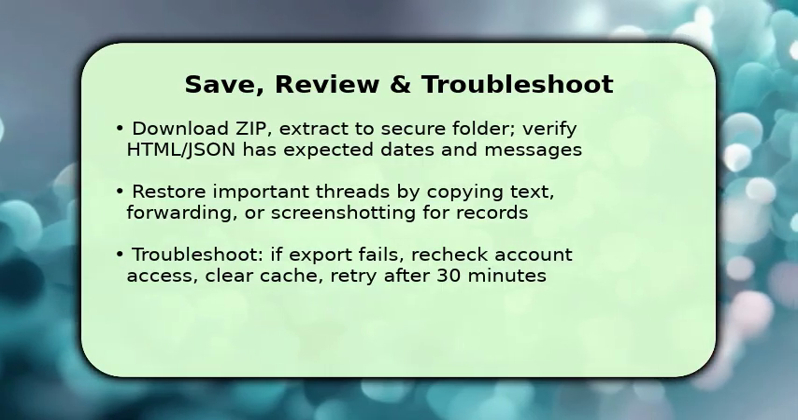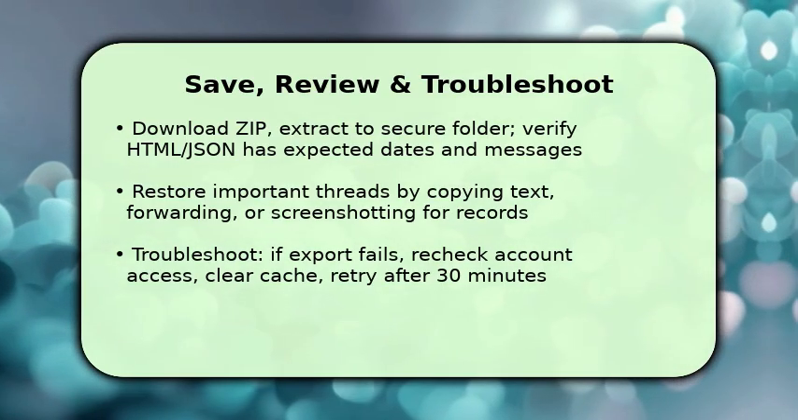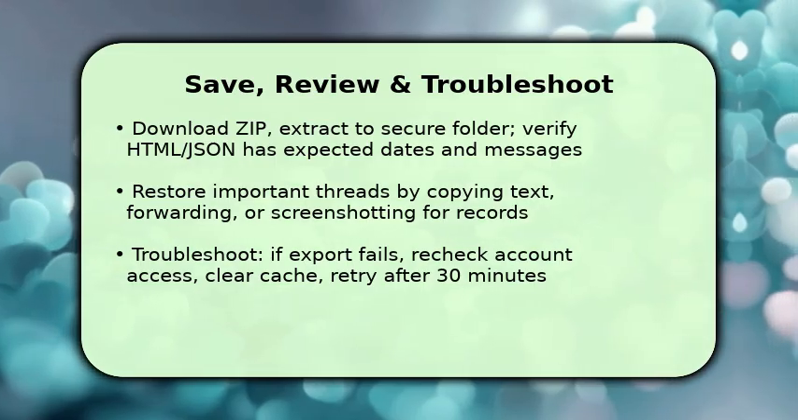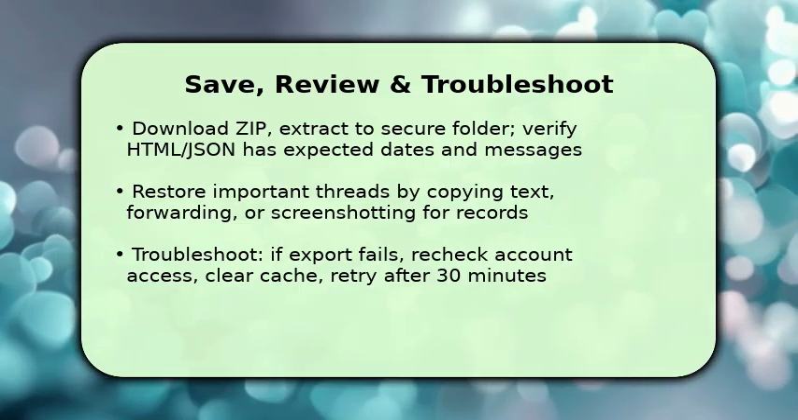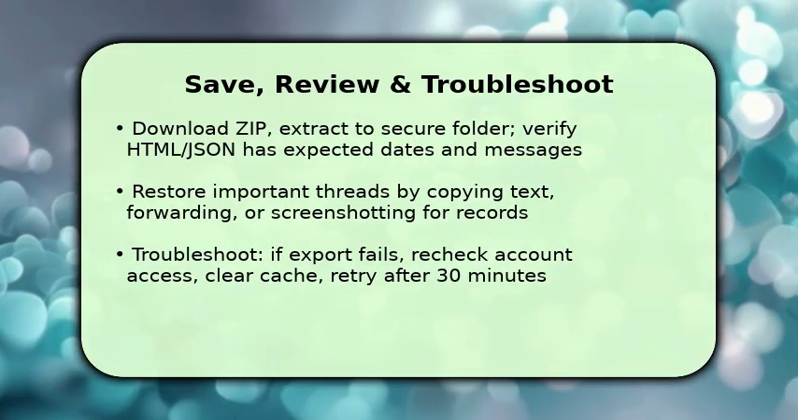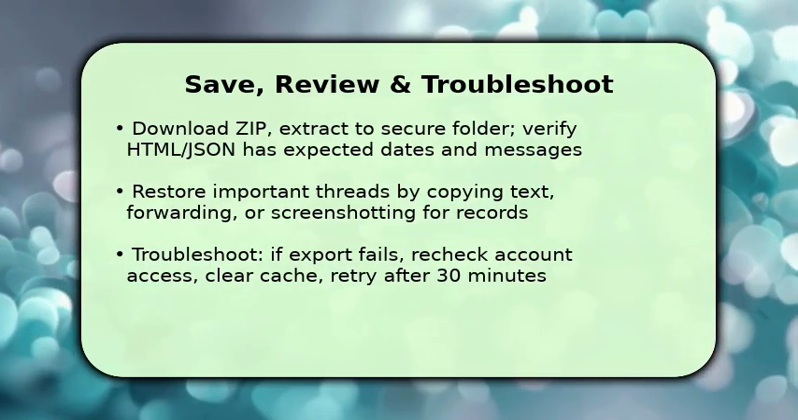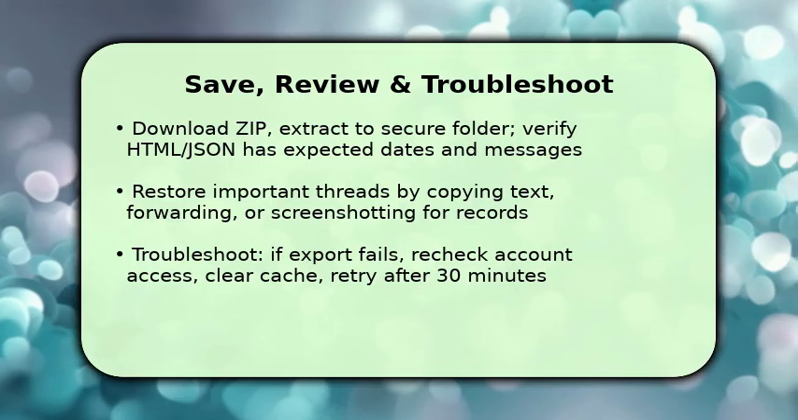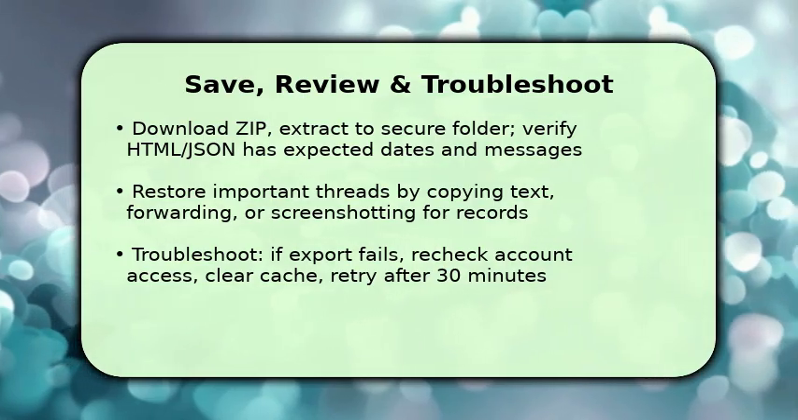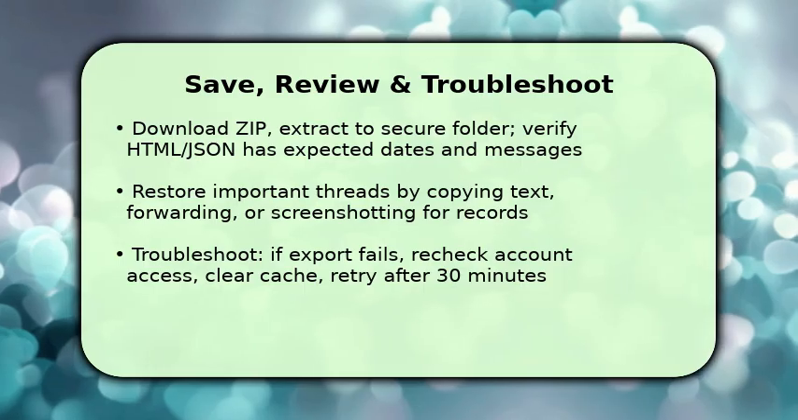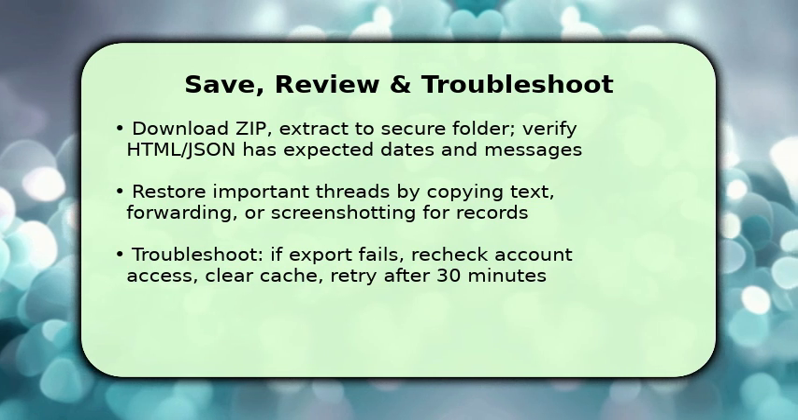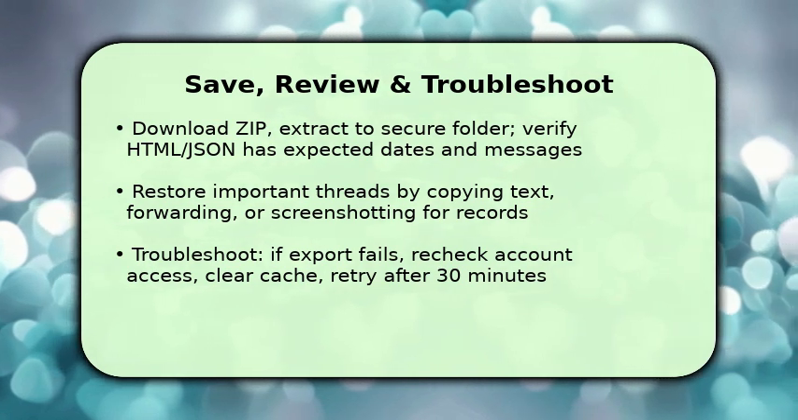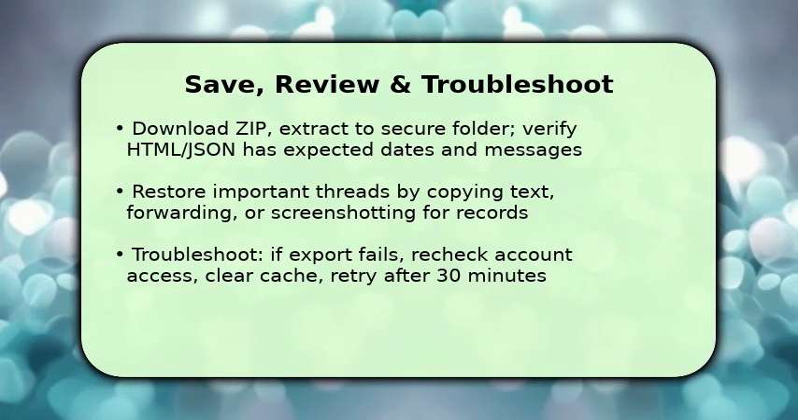After the archive is ready, save the zip to an encrypted folder or cloud storage you control, then extract and open the HTML or JSON to confirm dates and message completeness. If you need messages back in the app, forward or copy them to yourself or take timestamp screenshots as a backup. If something goes wrong, recheck login and permissions, clear cache or cookies, and retry after 30 minutes. That usually resolves preparation or rate limit errors.